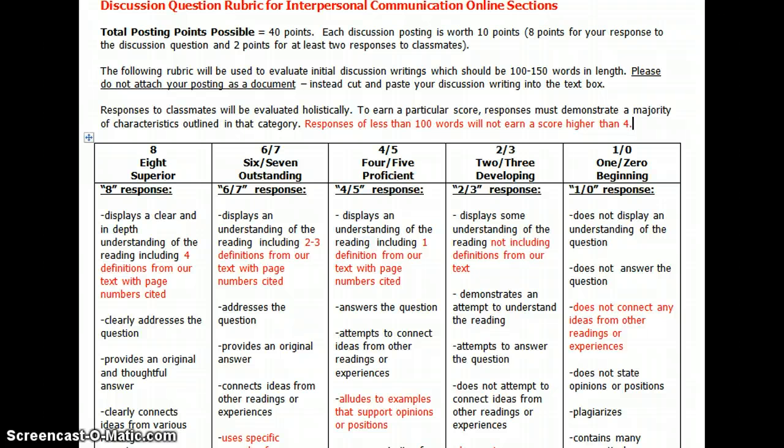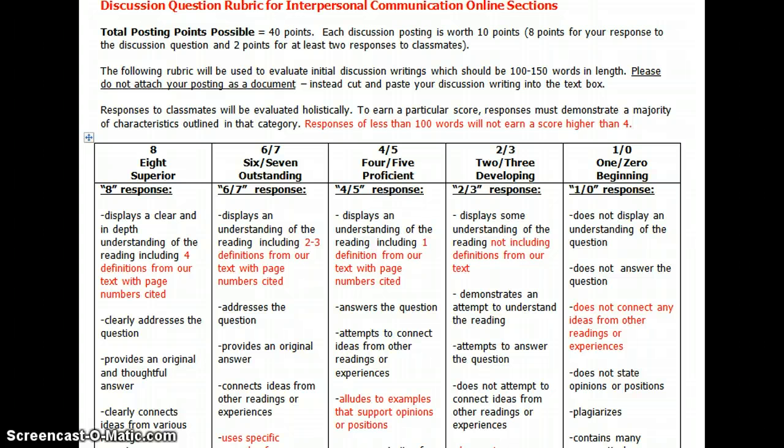Once you have completed that, then you're ready to sit down and actually do your discussion posting that's due on Monday. And it's really helpful to have those vocabulary worksheets completed because then you've got all of the concepts from the text right there with page numbers.